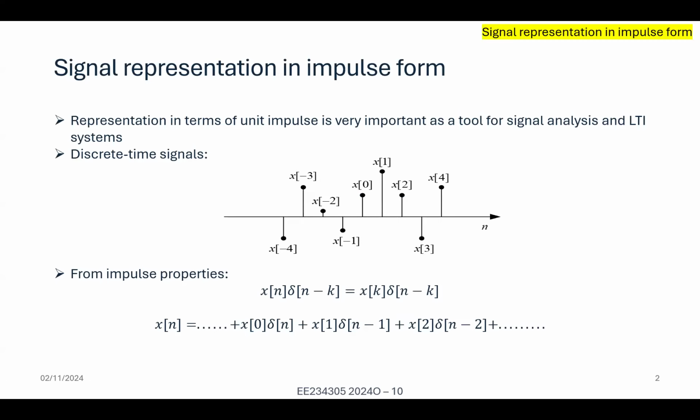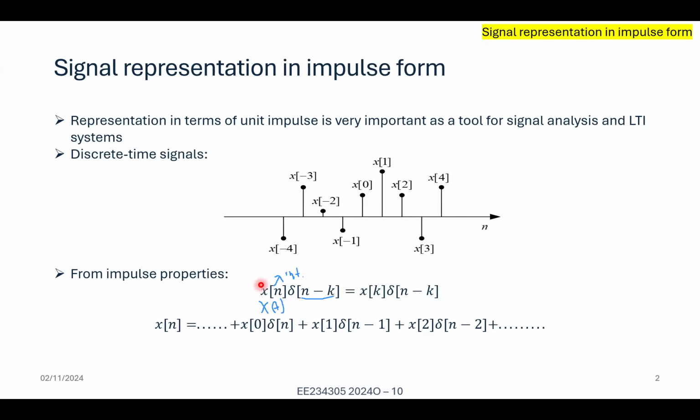So yeah, first is the signal representation in impulse form. This is for discrete time signals, using the impulse operator delta. Now instead of having x(t), we have x[n]. So x[n] is discrete, whereas x(t) is continuous. Here the impulse is more or less the same, but of course n can only be an integer. It's not possible to have, let's say, n equals 0.5 or n equals minus 2.3 and so on.